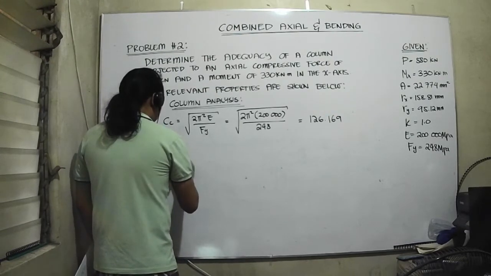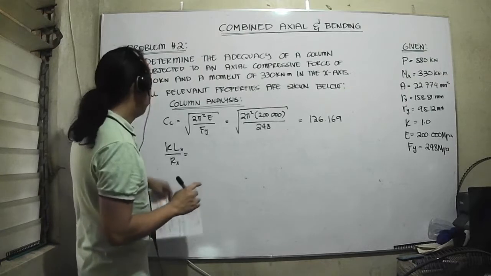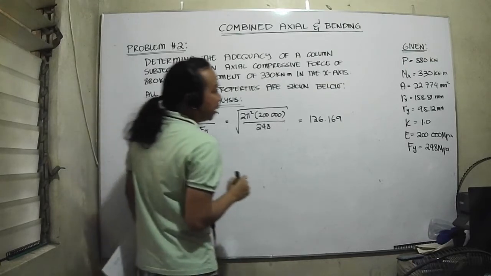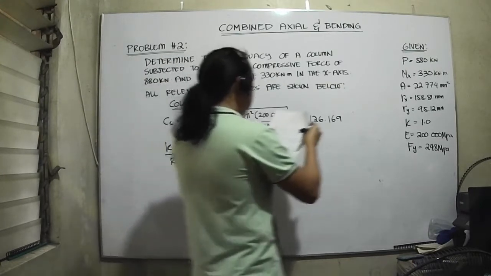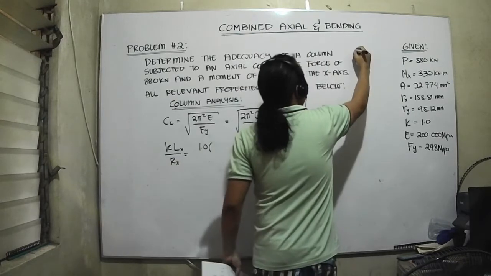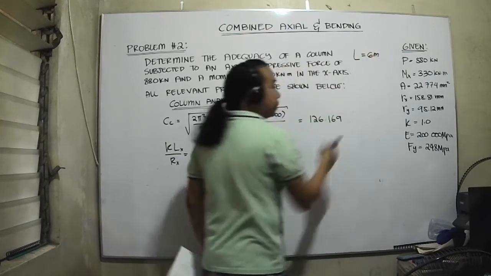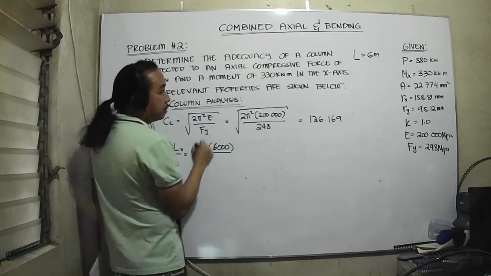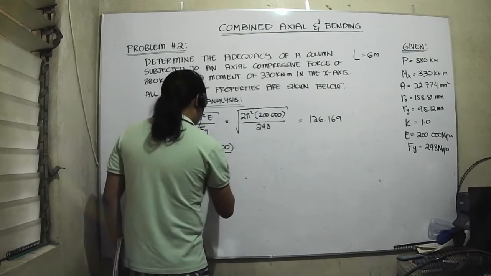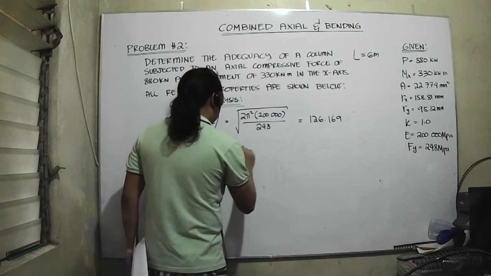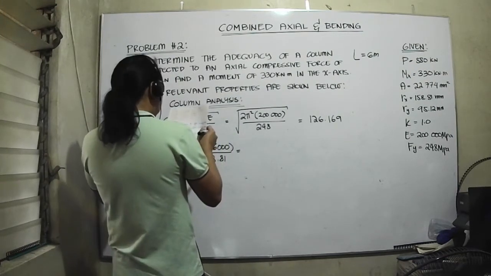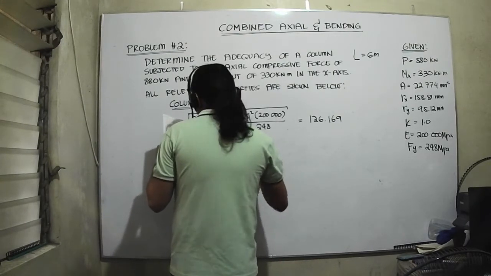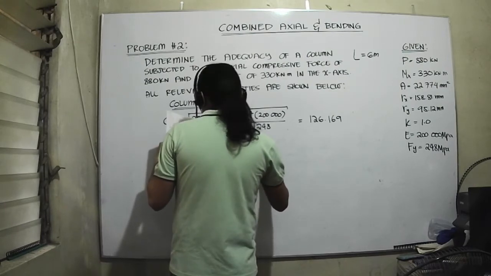So we have KLx over rx. K is the same for the x and y directions, 1.0. Lx, which is equal to, I'm sorry, I forgot, but L is equal to 6 meters, so 6,000 millimeters divided by rx, which is the radius of gyration, 158.81. This will come out as 37.781. This is our slenderness ratio.